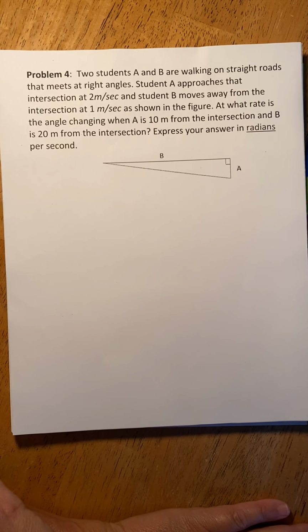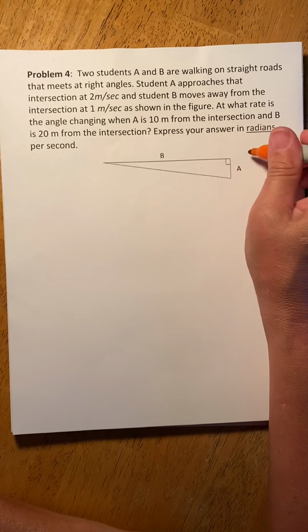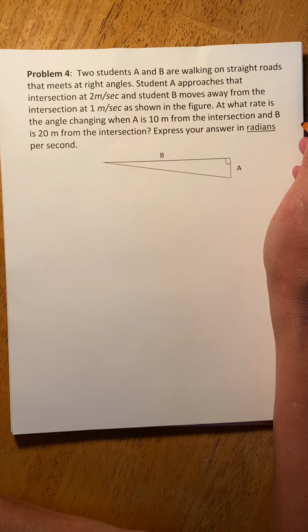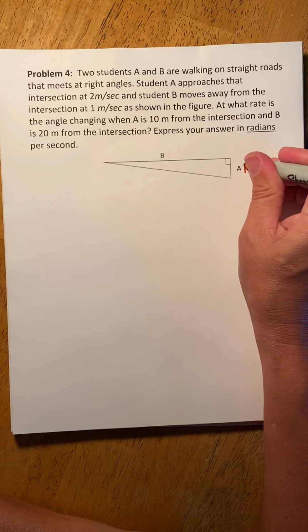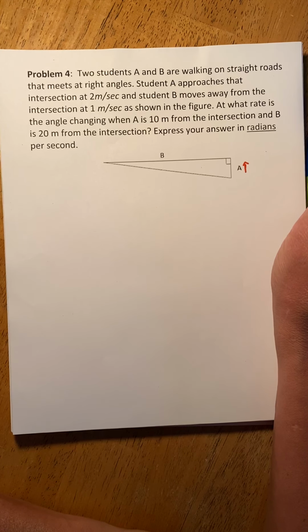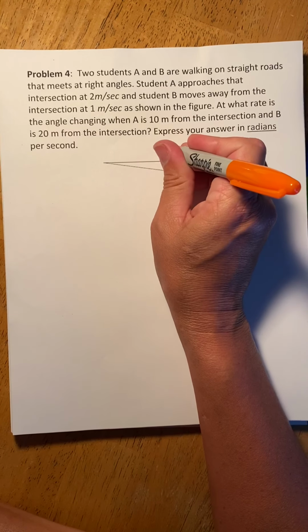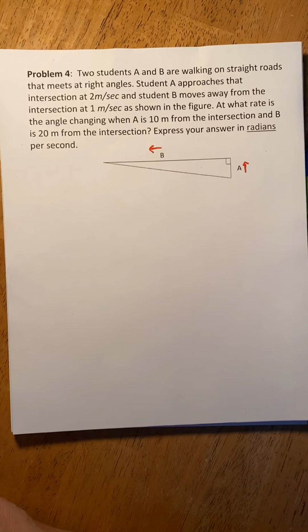In this case, we have 2 students walking on straight roads that meet at a right angle right here. So here's my right angle, here are my straight roads. Student A is approaching the intersection at 2 meters per second, and student B is moving away from the intersection at 1 meter per second. And it says, at what rate is the angle changing when A is 10 and B is 20?